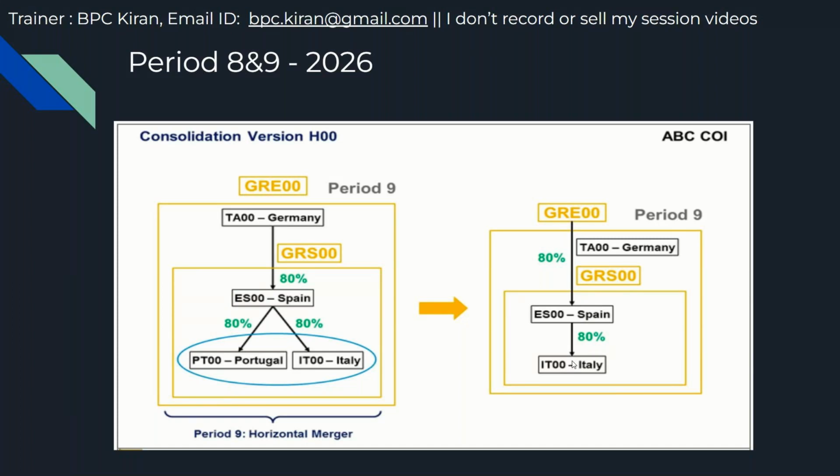There are some conditions for the mergers. We will understand those mergers and will perform mergers in version H00. With this, ABC completes. Then we are going to start rule based.